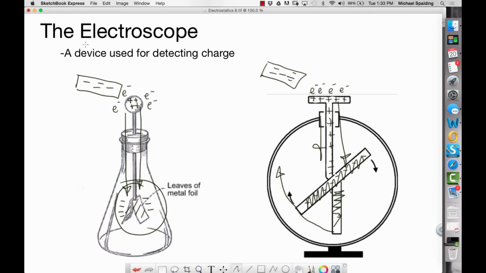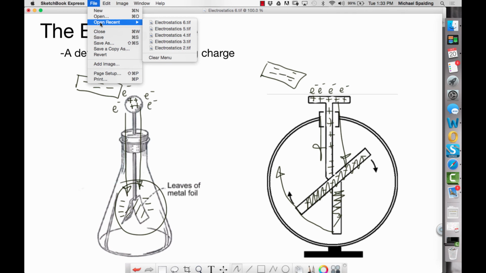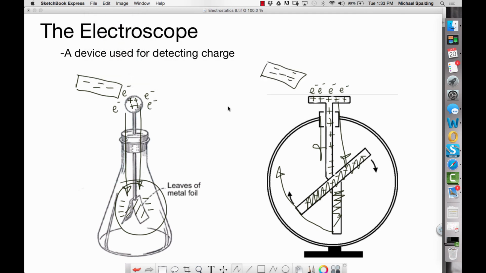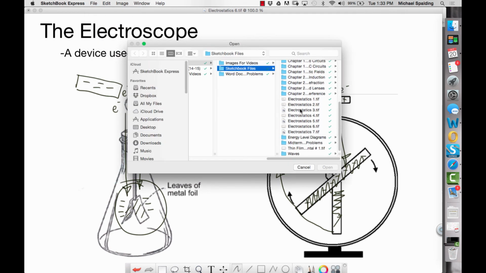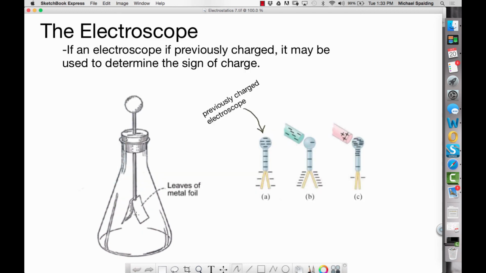Yes, if, so this is the final screen, I promise, if the electroscope is pre-charged. If the electroscope was previously charged with another known charge, it can be used to determine the sign of the charge. So let's just go through this. So here we have a previously charged electroscope. You charge it by conduction or something. You take a negative rod, touch it to it, bam, you charge the electroscope.